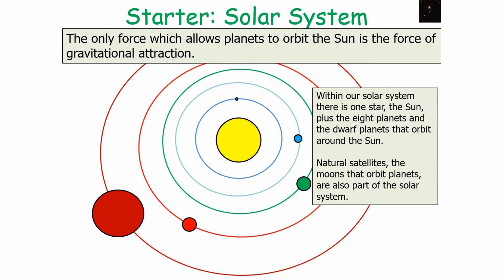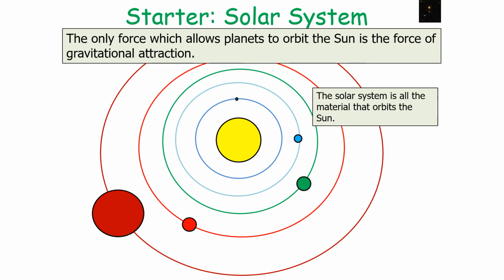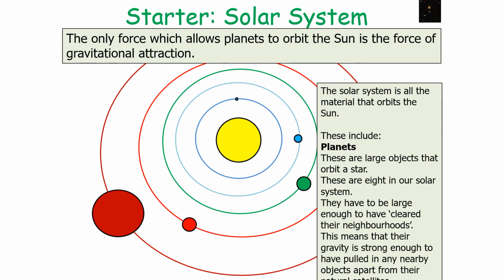Within our solar system there is one star, the Sun, plus the 8 planets and the dwarf planets that orbit around the Sun. Natural satellites, which are moons that orbit planets, also form part of the solar system. So we can say that the solar system is all the material that orbits the Sun, and these include planets, which are large objects that orbit a star. We have 8 planets in our solar system, and they have to be large enough to have cleared their neighbourhoods. This means that their gravity is strong enough to have pulled any nearby objects apart from their natural satellite.